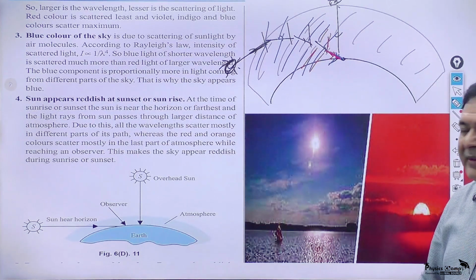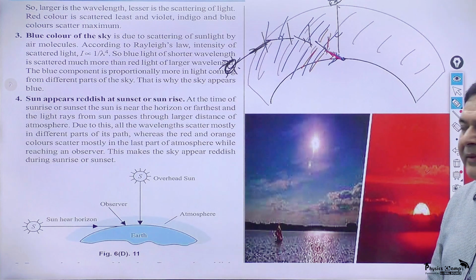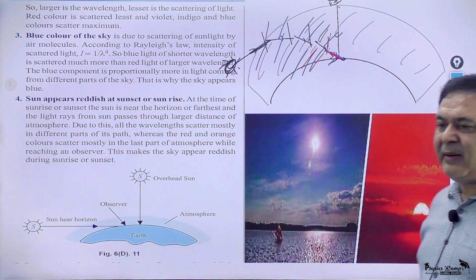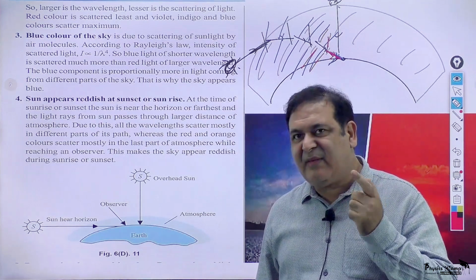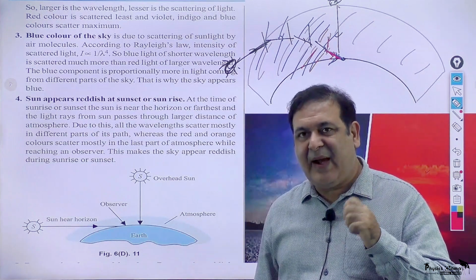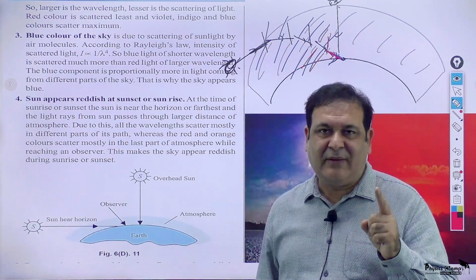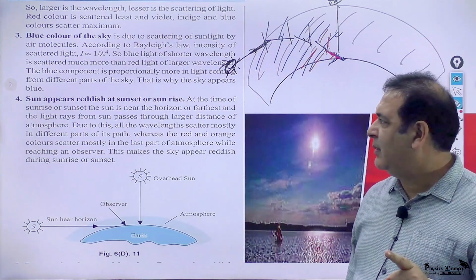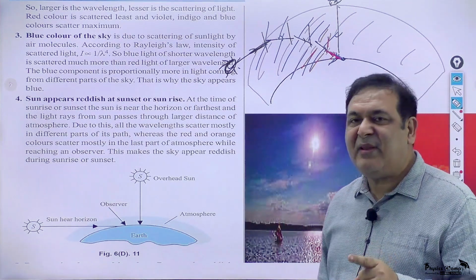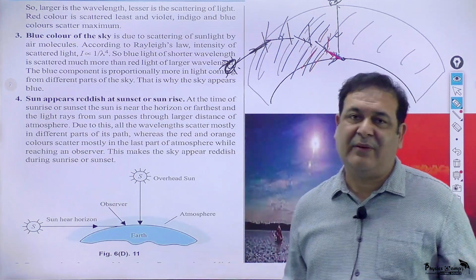So what you observe is, you observe the sky as orange or yellow or maybe partly green, but you observe the sun as red, because the sunlight which is reaching your eye ultimately, which has scattered the least and is reaching in most part of the spectrum to your eye, is red color. So you see the sun as red. So the sun appears reddish at sunset and sunrise, where the sky appears colored. The reason is clear to you.